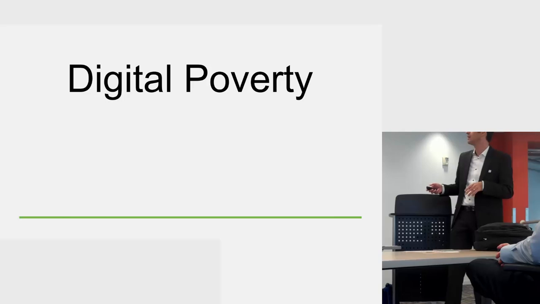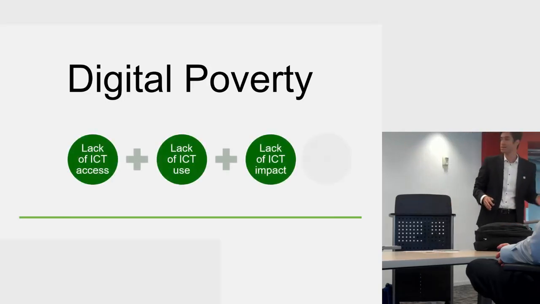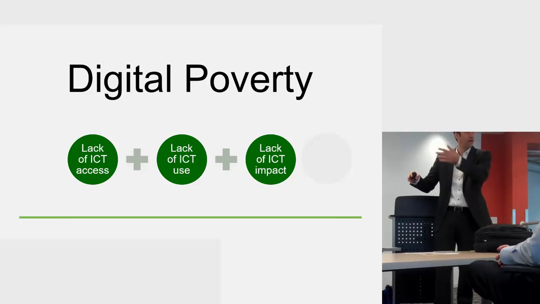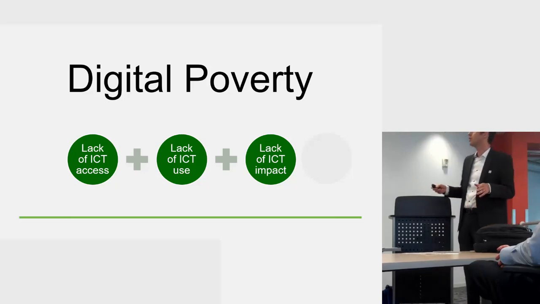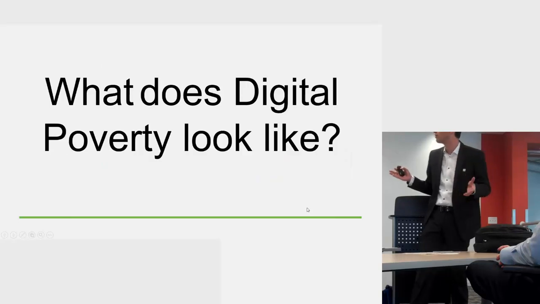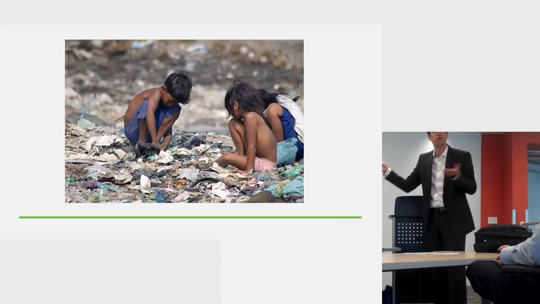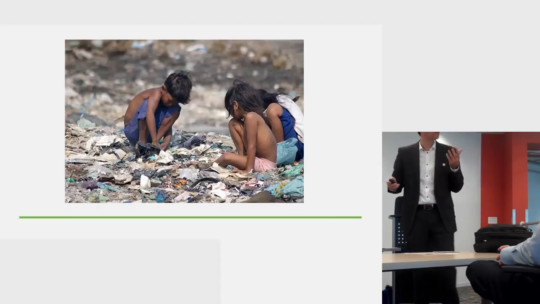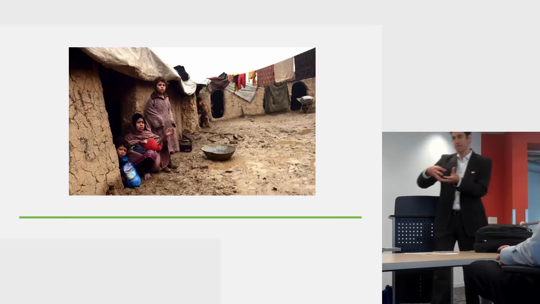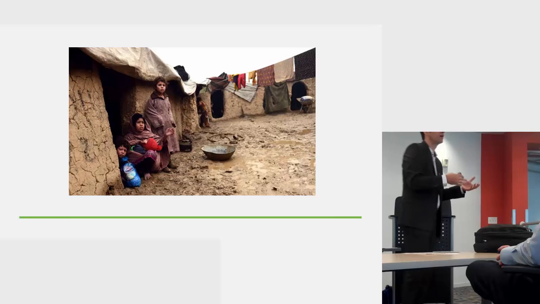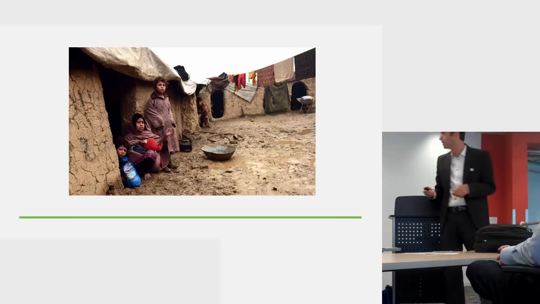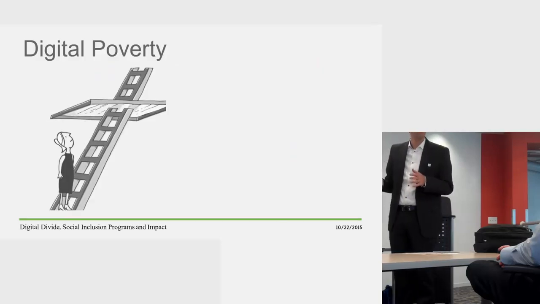What I mean by digital poverty is the combination of lack of ICT access, lack of ICT usage, and lack of ICT impact. What do I mean by impact? I'll talk about that in a few minutes. One of the questions that have been asked when talking about digital poverty is, what does digital poverty look like? We know what poverty looks like, right? But what does digital poverty look like? Poverty is something that is current, is tangible, we can see it right now, and digital poverty is something that relates to the future of the people that suffer from it. This is the way I see it.